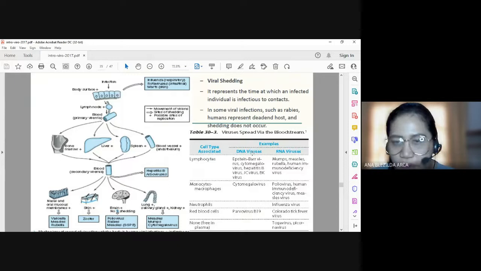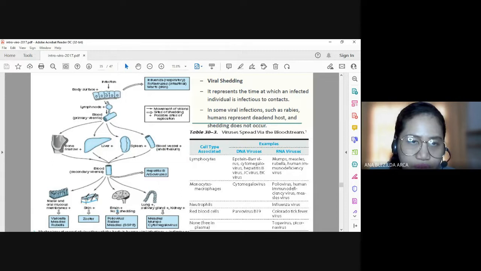And then, paano ba kumakalat ang virus? So, kumakalat siya by association to different cells. So, ito daw, yung mga virus na yan, sila Epstein-Barr, cytomegalovirus, Hepa B, JC, BK, kapag pumasok siya sa katawan mo, sasakay siya. Sumasakay siya sa lymphocyte. Kaya nga naman, kumakalat siya sa katawan mo.